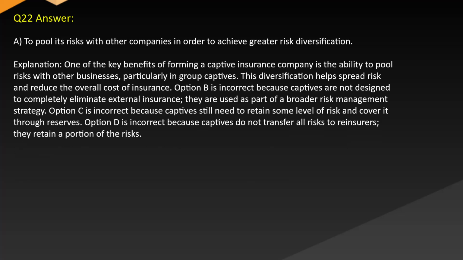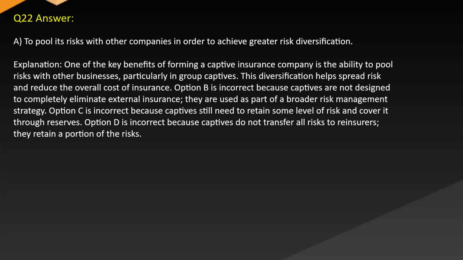Answer: A. To pool its risks with other companies in order to achieve greater risk diversification. Explanation: One of the key benefits of forming a captive insurance company is the ability to pool risks with other businesses, particularly in group captives. This diversification helps spread risk and reduce the overall cost of insurance.